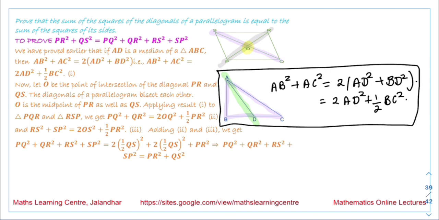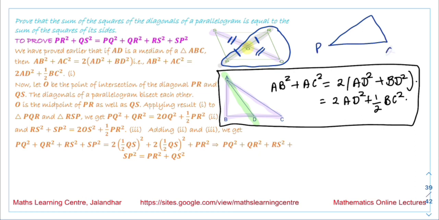Now we know that the diagonals of the parallelogram bisect each other. Both these lengths PO and OR, SO and OQ, are equal. So O is the midpoint of PR. Now if we look at the triangle PQR, I'm talking about this triangle PQR over here.